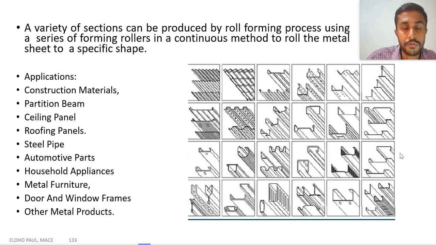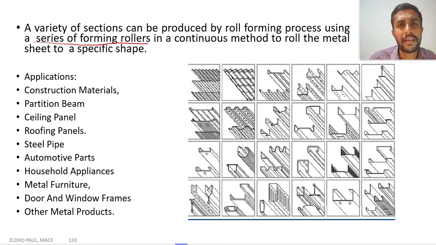Here we are not using a single roller for converting the workpiece into a final product. Here we use a series of forming rollers, so we do a forming operation progressively. We cannot change from workpiece to final product in a single rolling process. We have to use a number of rollers and change the shape progressively from the workpiece cross section to the final product cross section, in a continuous method to roll the metal sheet into a specific shape.